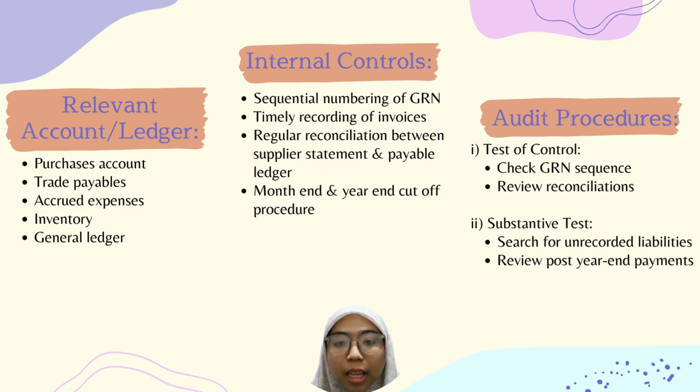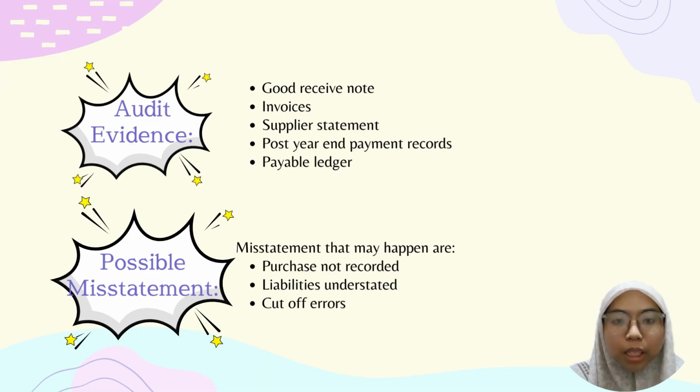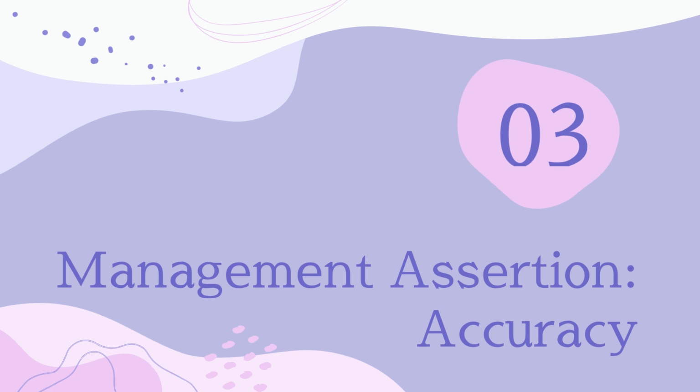to account balance recorded. Audit evidence includes goods received note, invoice, supplier statement, post-year end payment record, and payable ledger. Possible misstatements that may happen: purchase not recorded, liability understated, and cut-off error.